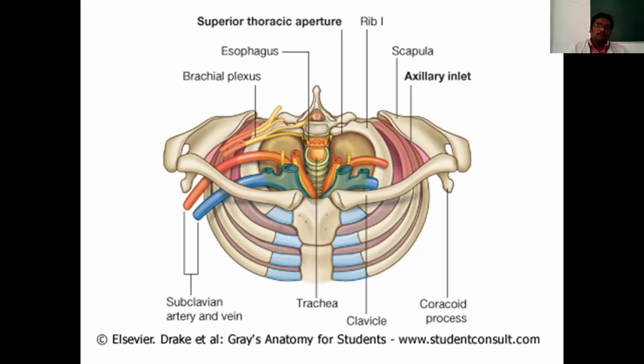Next, what are the other structures? You will have your arch of aorta, which is going to give branches. So you'll have your right and left subclavian artery and right and left common carotid artery. Like that, you will also have your venous channels. So these are the important structures present in the inlet of your thorax. Along with that, you will get your sympathetic chain, which is going to pass into your thorax.